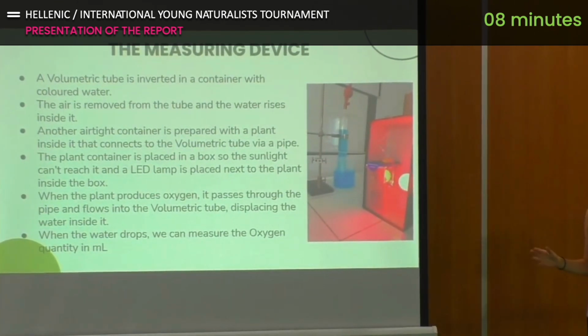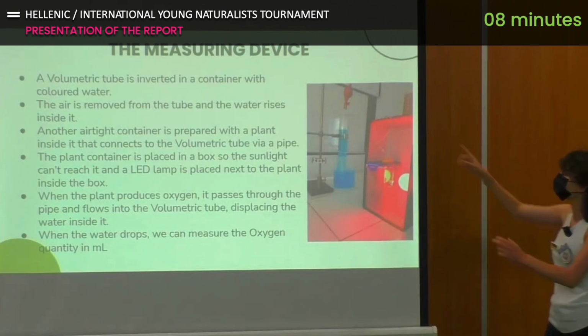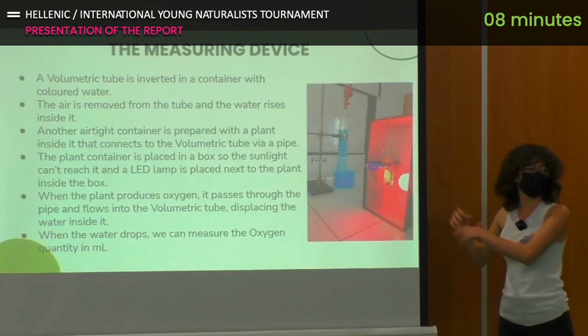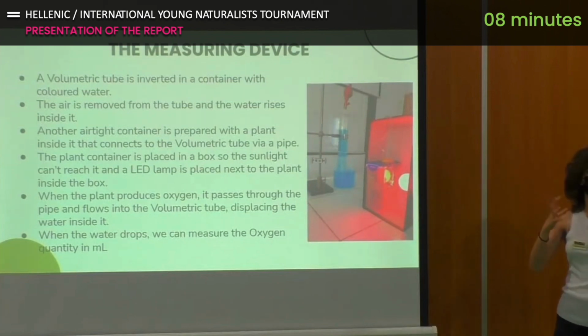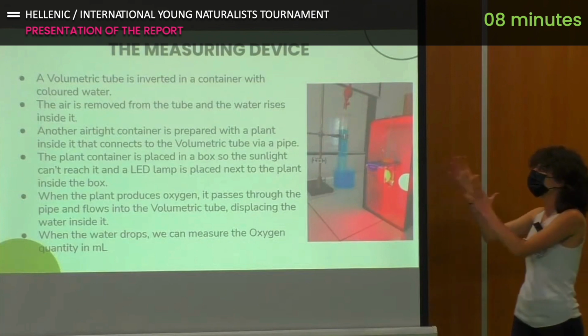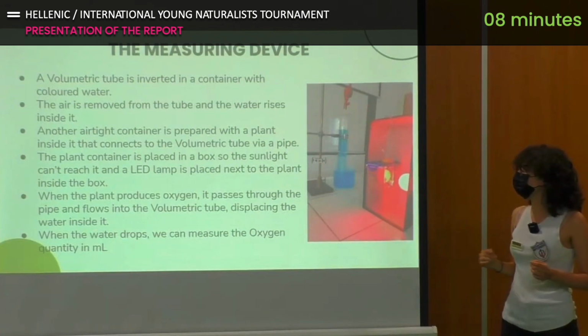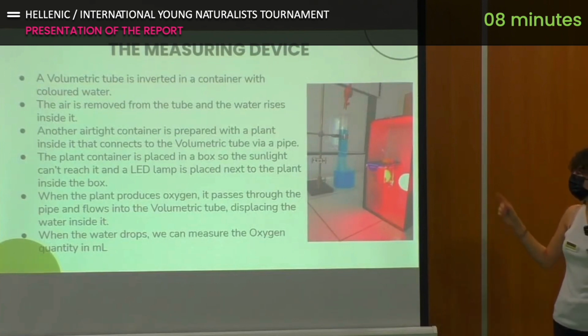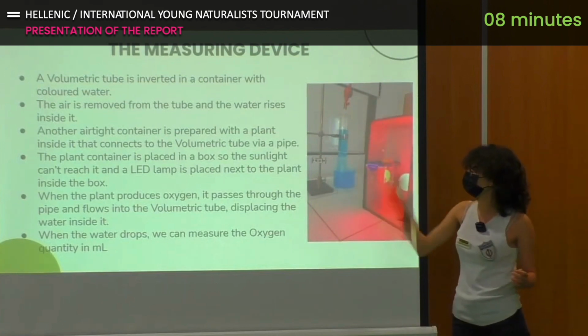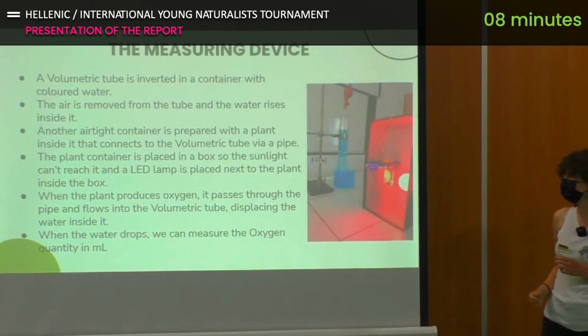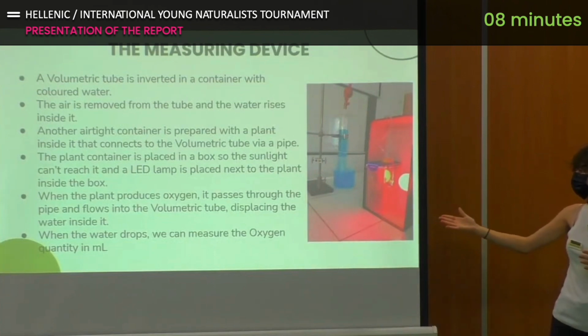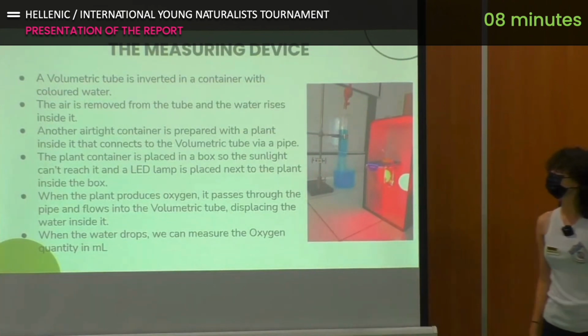The plant container is placed in a box so the sunlight can reach it. An LED light is placed next to the plant inside the box. As you can see in the picture, the box here is open, but in the experimental procedure, this box is closed, so the sunlight cannot enter the box. When the plant produces oxygen, it passes through the pipe and flows into the volumetric tube, displacing the water inside it. When the water drops, we can measure the oxygen quantity in millimeters.